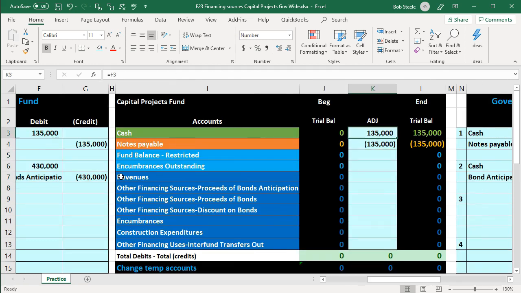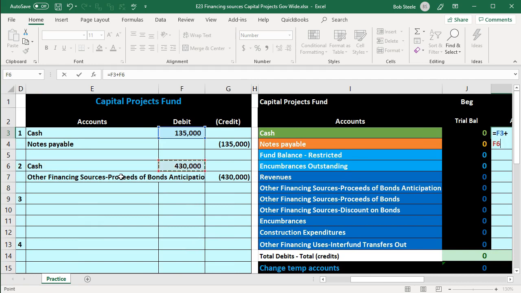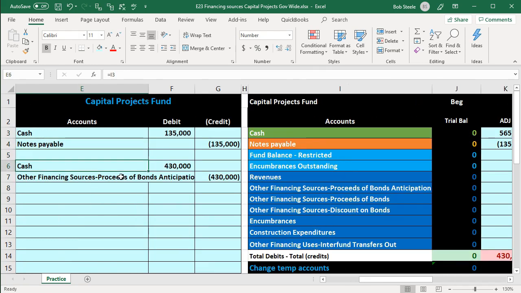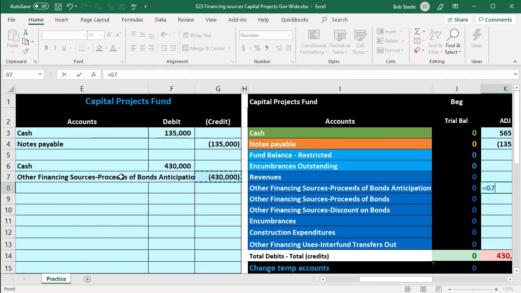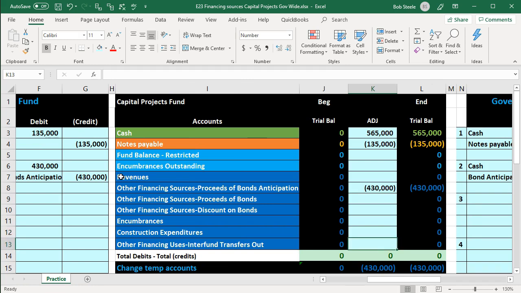We're going to scroll up to cash. We are in cell K3. I'm going to push F2 plus F2 so we can scroll back down with the arrows, pick up that 430,000. Next, we're going to go to other financing sources, other financing sources, bond anticipation note. We are in K8 equals, and we're going to scroll over to the credit then. There's the credit. We're increasing that. That puts us back in balance.